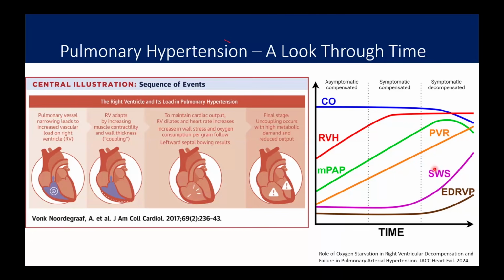And this is a nice diagram here on the right that basically walks you through your hemodynamic values as a function of time. So in the asymptomatic stage, your right ventricular hypertrophy is increasing while your mean PAP is increasing as well to meet that demand. And finally, when you get into that symptomatic decompensated state is where you're no longer able to hypertrophy the right heart anymore. Your end diastolic pressure starts increasing, and ultimately your cardiac output starts to decrease, and the patient is now in real trouble.